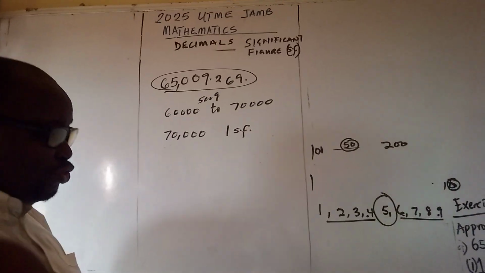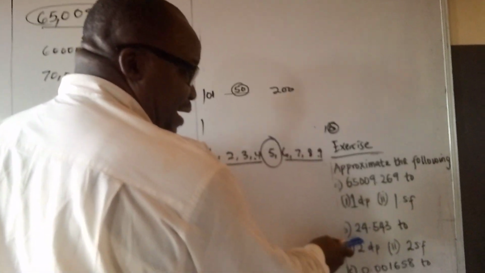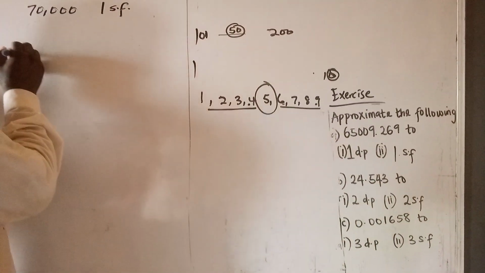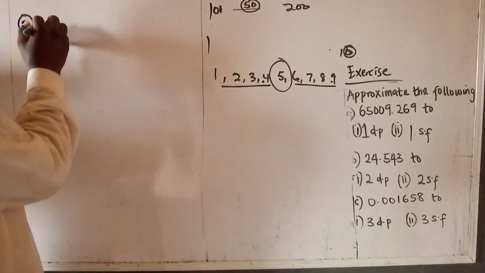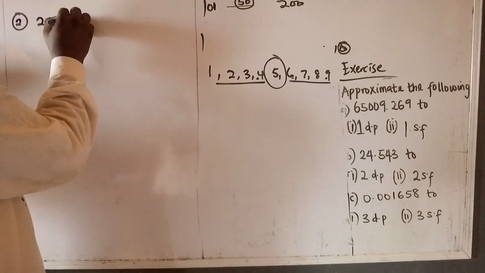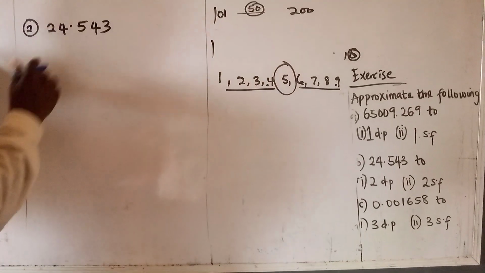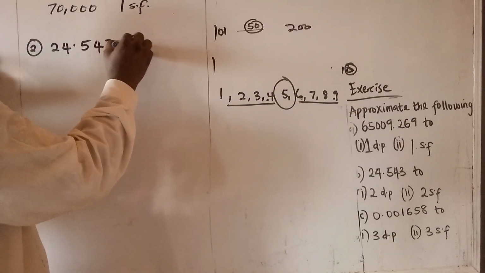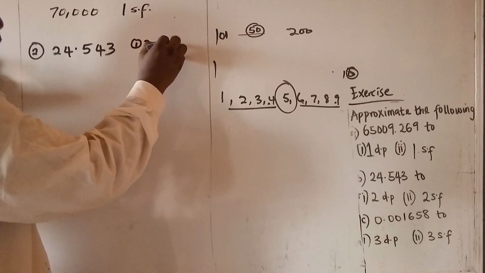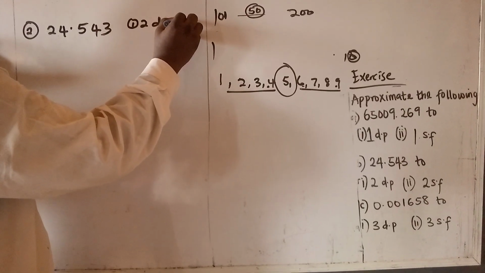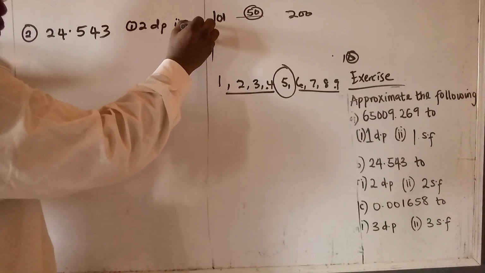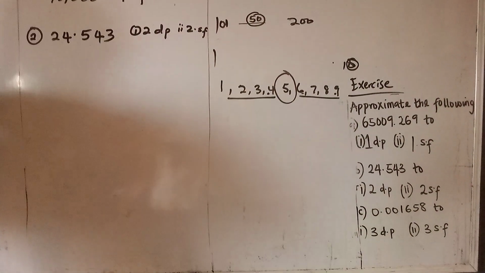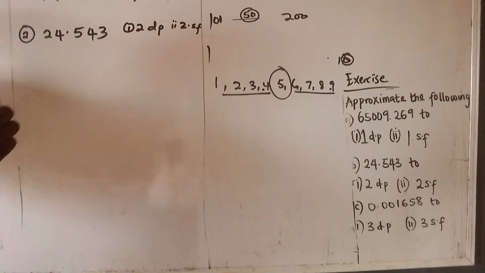Okay, let's also treat this second question here. The question says approximate 24.543. First I want to approximate it to 2 decimal places, and then I want to approximate it to 2 SF. SF is significant figure.